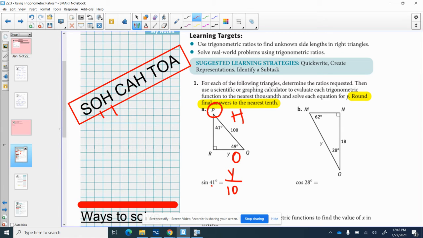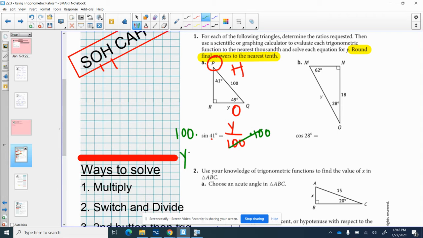The hypotenuse is 100. Now, in order to solve for y by itself, we need to get y by itself starting with some multiplication, right? We have this division by 100. We're going to want to solve this by multiplying both sides by 100. And we'll see that y equals 100 times the sine of 41.